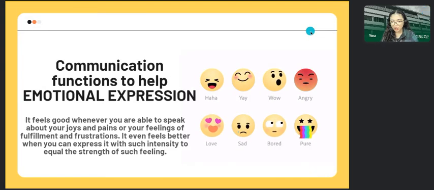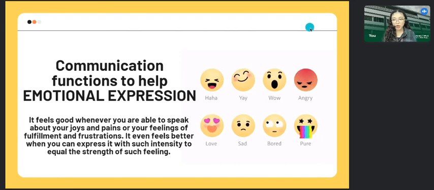And second to the last, we have communication function to help emotional expression. It feels good whenever you are able to speak about your joys and pains or your feelings or fulfillment and frustrations. It even feels better when you can express it with such intensity to equal the strength of such feeling. It really feels good if you can express your emotion to some people or to someone specifically. It will lighten your burden if you can share your emotion with your classmate, with your teacher, with your family, with your best friend.